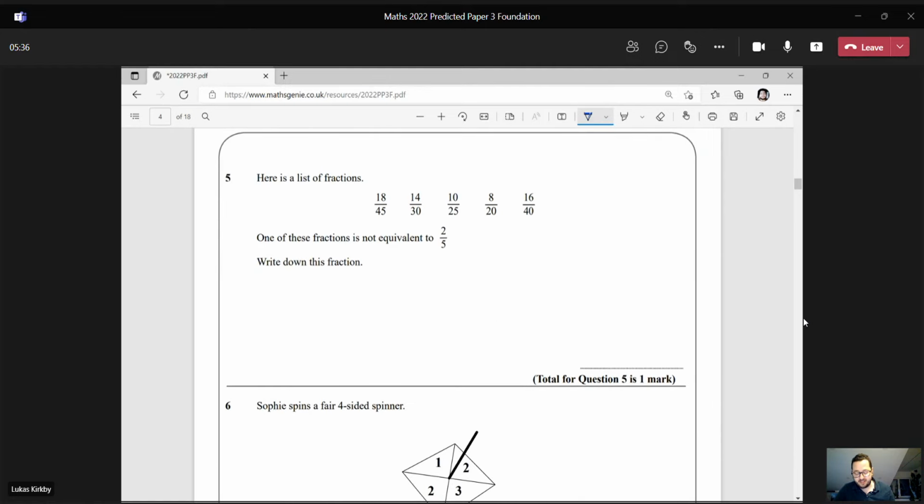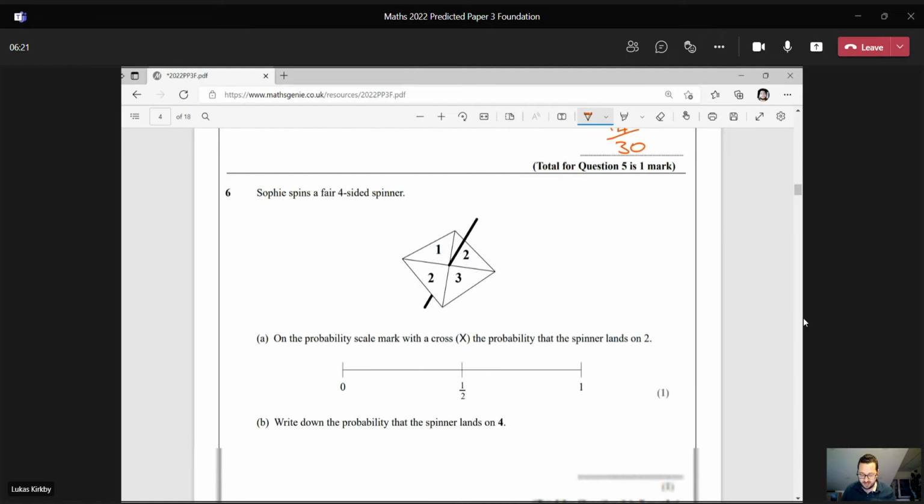Okay, so number 5, here is a list of fractions. One of these fractions is not equivalent to 2/5. Write down this fraction. Well, in a calculator paper, use your calculator all the time. You can really easily simplify fractions by just typing in the fraction you've got, press equals, and it will simplify it for you. Now, that one will simplify to 2/5, as will that one, as will that one, and as will that one. But this one here, let's use it in a different colour, this will only simplify to 7 out of 15. So the fraction that is not equivalent, always write the original one, it's 14 out of 30.